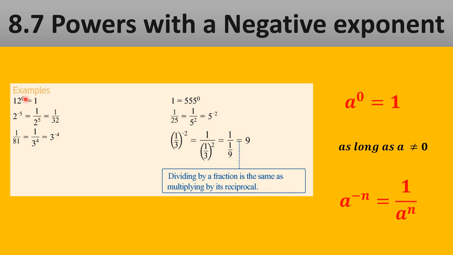So here 12 to the power of 0 is 1, right? Because it's always going to be 1. If it was 100 to the power of 0, it was also 1. 2 to the power of minus 5 is the same as 1 divided by 2 to the 5th power. It's 1 over 32.